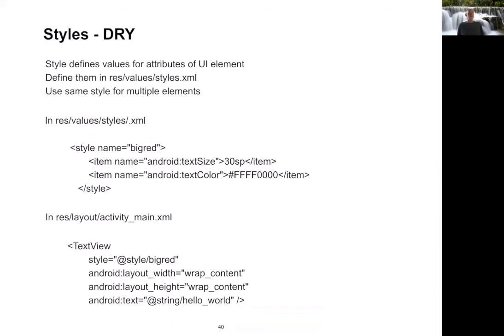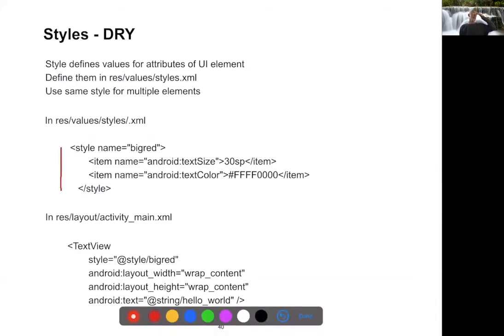Okay. The text I've talked about this, but I haven't at this point. We can define various styles and reuse them. Right, so here I'm defining a style called Big Red, specifying font size and color red. And then in my text view, I can specify the style of text to be Big Red.